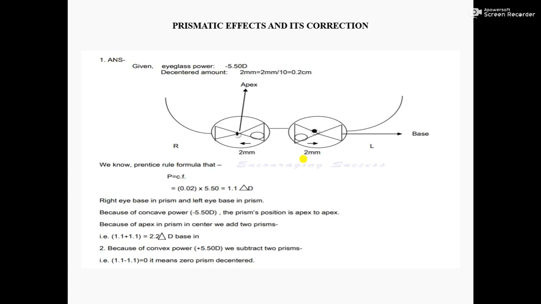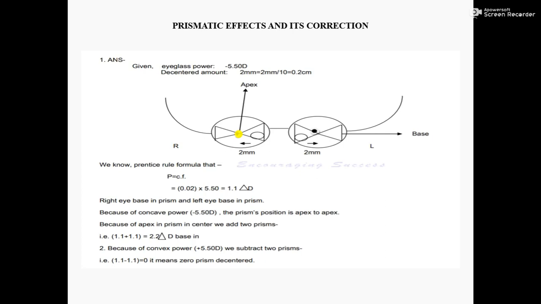Because minus 5.50 diopter is a concave power, the prism position is apex to apex. This one is the apex of the prism, and this one is the apex of the prism. Because the apexes of the prisms are at the center, we add the two prisms, that is 1.1 prism diopter plus 1.1 prism diopter, which is 2.2 prism diopters base in.